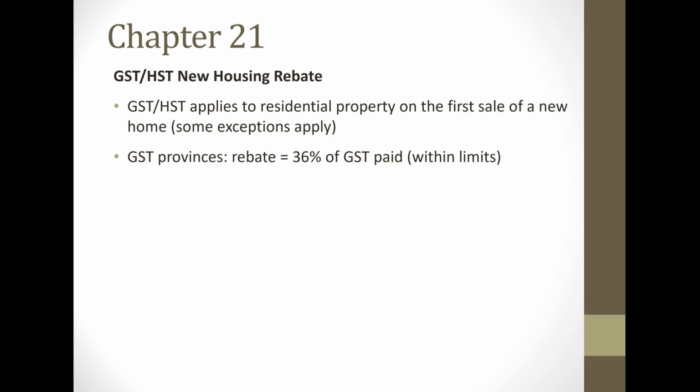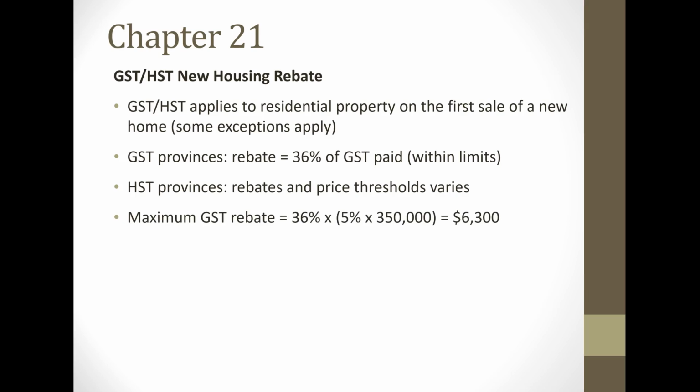Now, there are some limits, and depending on the price of the house, it may be completely phased out, this rebate. In provinces that have HST, the rebates and the price thresholds vary from province to province. So we're just going to focus on provinces that administer GST and PST. The rebate is 36% of the GST paid within limits.